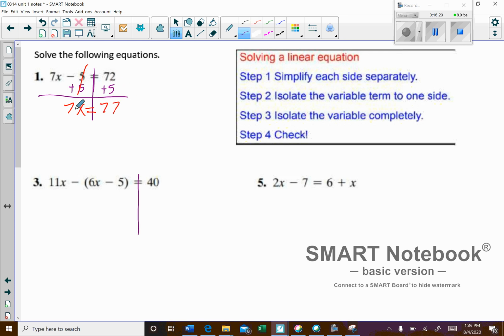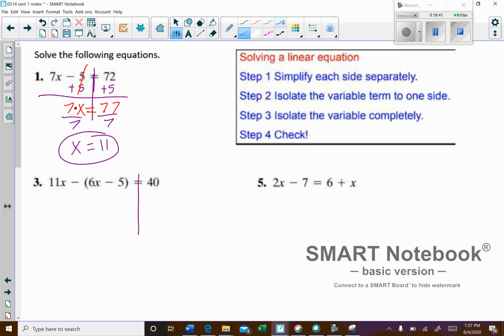And then, so I have 7 times x. I don't want 7x's, I want 1x. So I'm going to go ahead and divide that by 7. So then I have to divide the other side by 7. And so when I do that, I'm going to end up getting x equals 11. And there's my answer right there.